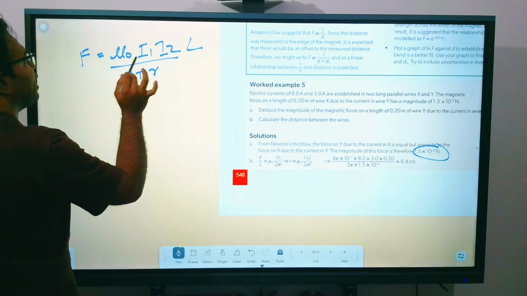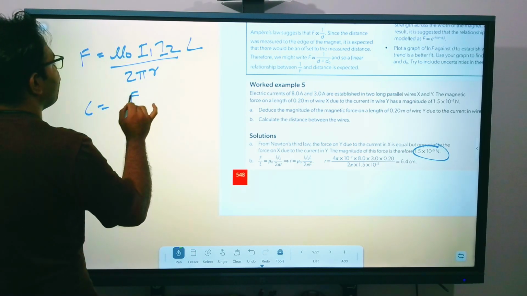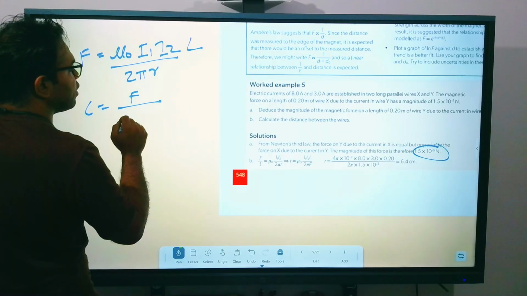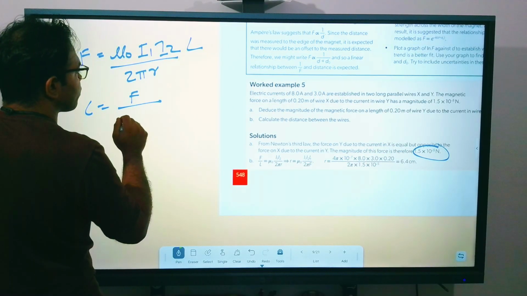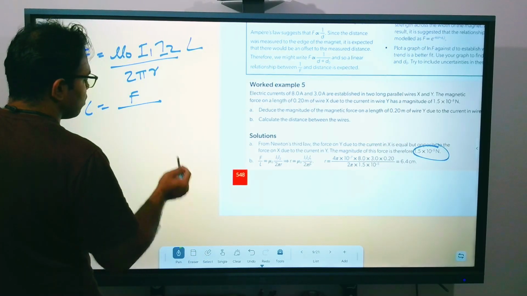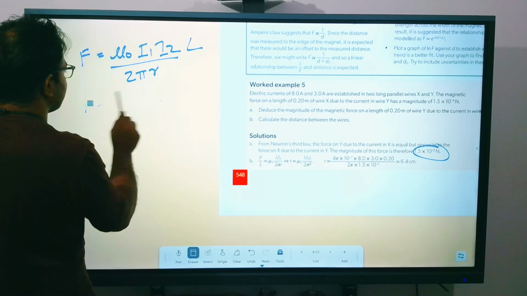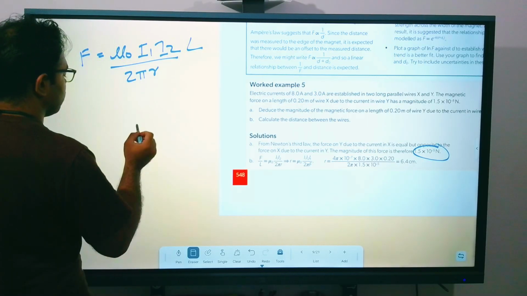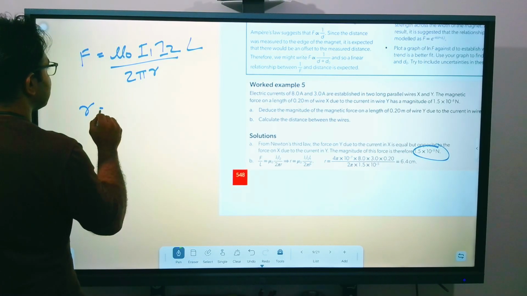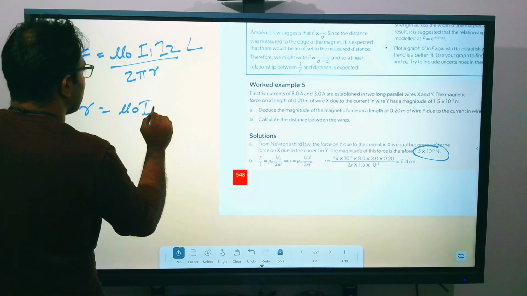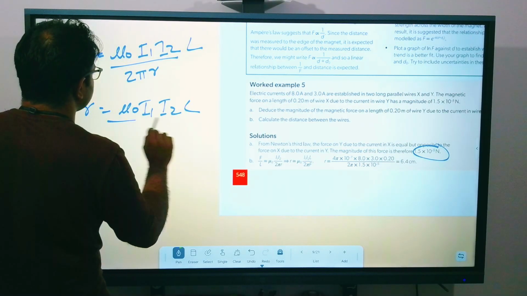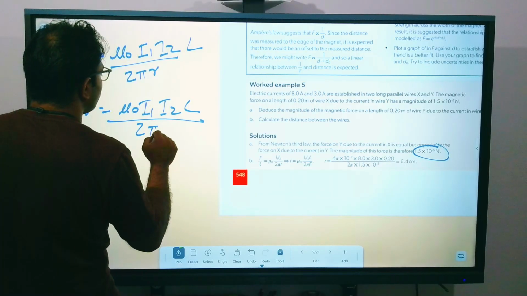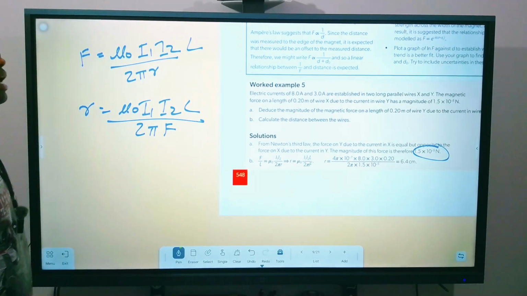See, F upon L, as L would be F upon this thing. Wait. R is equal to mu naught I1 I2 into L upon 2 pi F. That will be the answer. Understood?